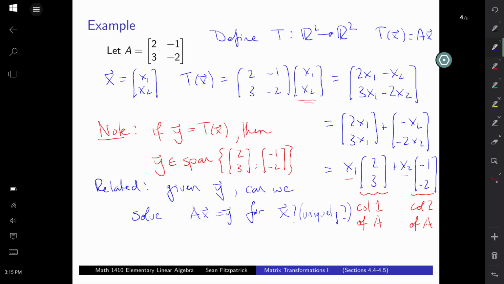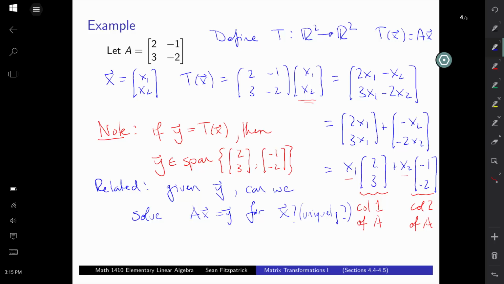You can play around with something like this. You can plug in different values for x1 and x2 and see what you get. But one of the things you will notice is that you always have this pattern: when you calculate the output of a matrix transformation, the output is always given by taking some linear combination of the columns of the matrix that you use to define that matrix transformation.